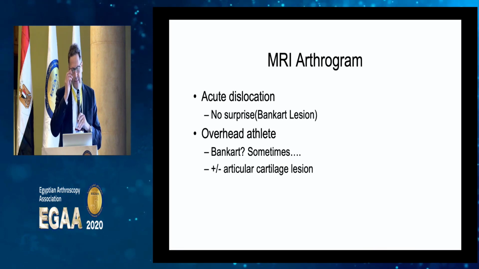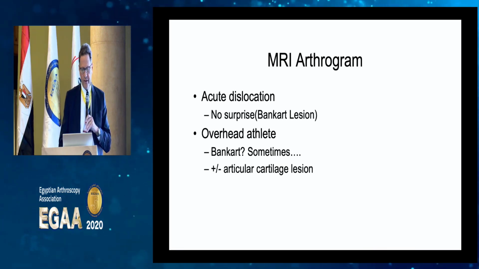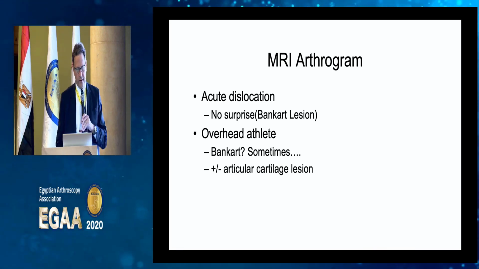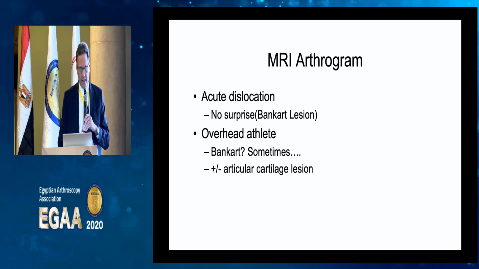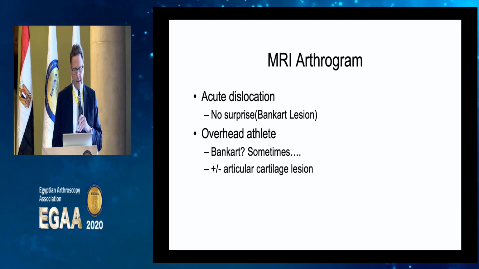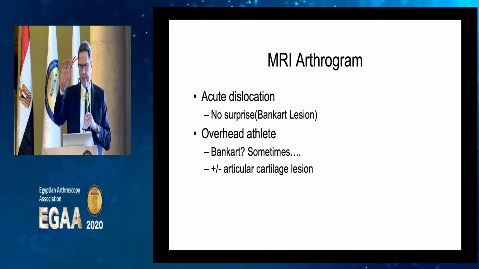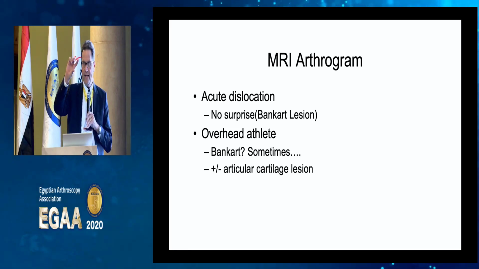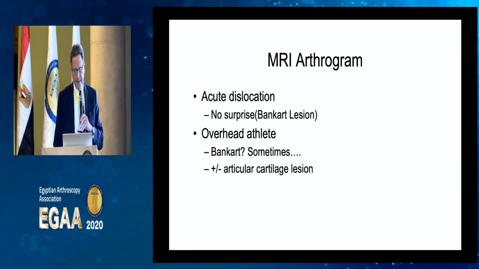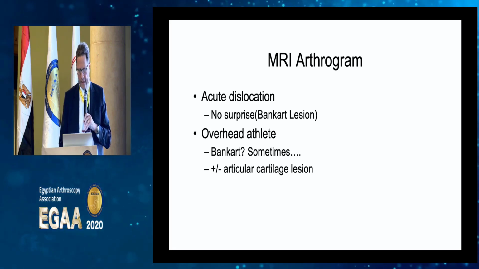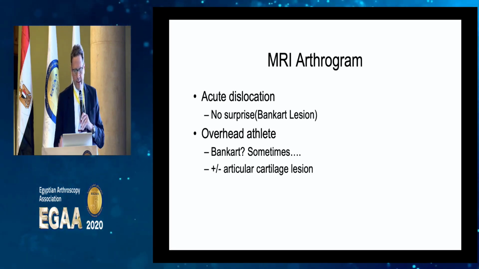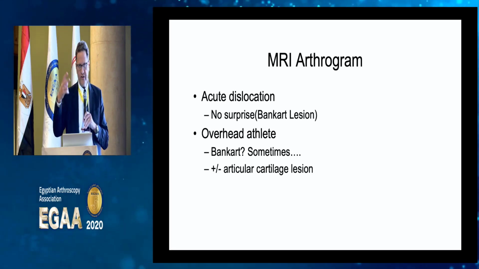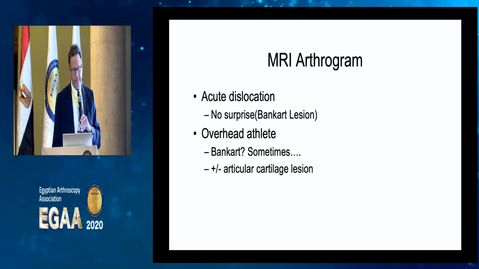Obviously, the MRI arthrogram will show you a Bankart lesion in most instances of anterior dislocation in a traumatic setting. In an overhead athlete, you may not see a Bankart lesion. Many times the MRI will tell you there's some damage to the anterior inferior glenoid cartilage, a cartilage lesion, and maybe a little bit of the labrum, which can suggest some labrum abnormalities.